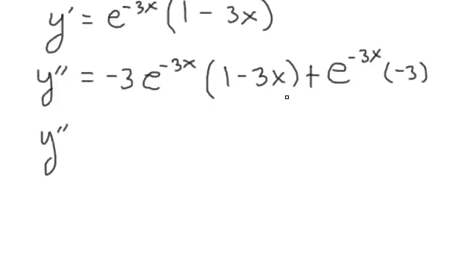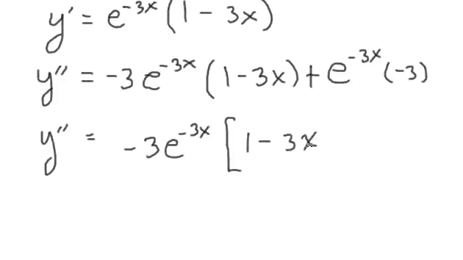Let's do some factoring again. I'm going to factor out a negative 3e to the negative 3x, and that's going to be left with a 1 minus 3x plus 1. Okay, we had a negative 3x here and 1 over here, so we just pulled it out.